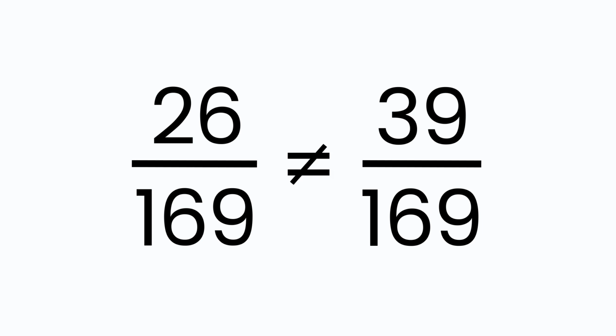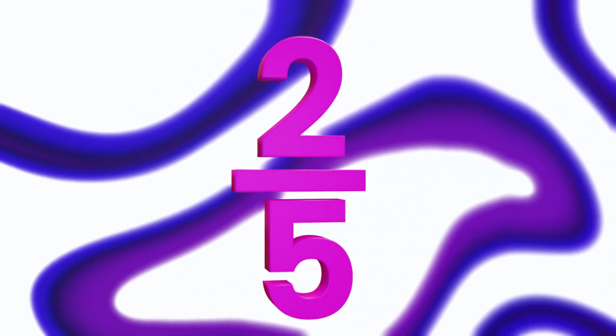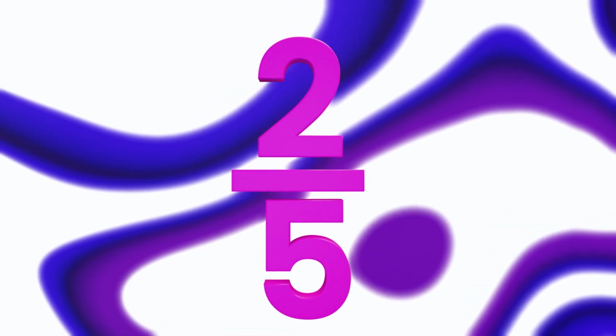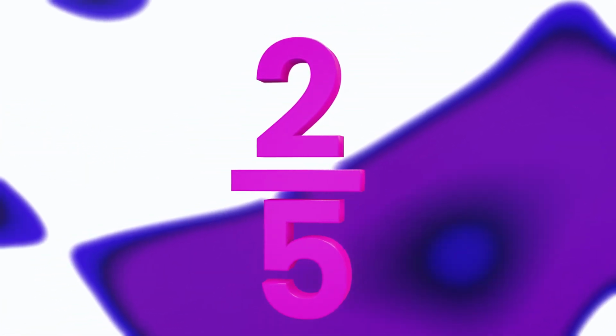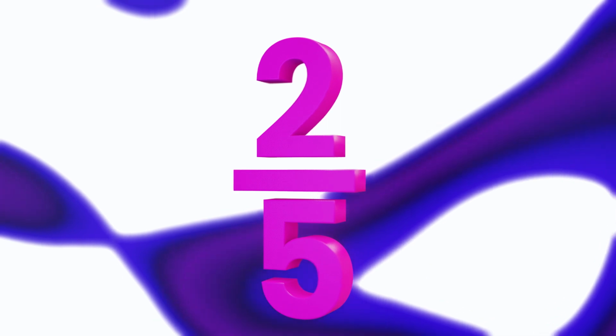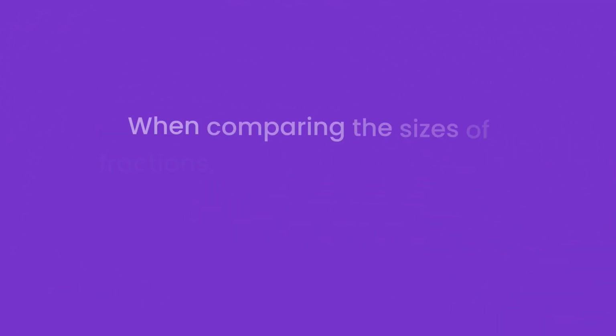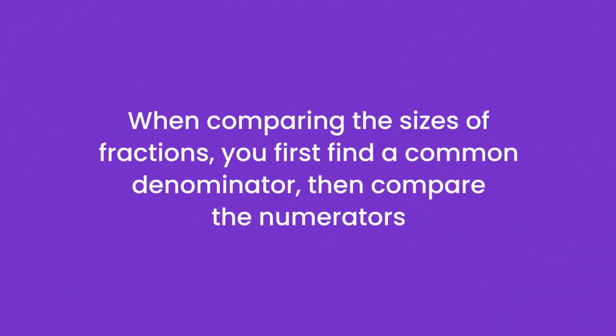In these examples, we used different methods to find a common denominator. Which method to use is up to you. What is important is that you find a common denominator so you can compare the numerators. When comparing the sizes of fractions, you first find a common denominator, then compare the numerators.